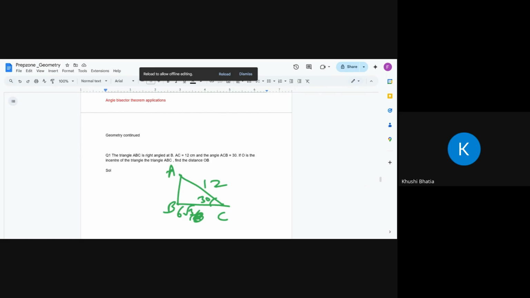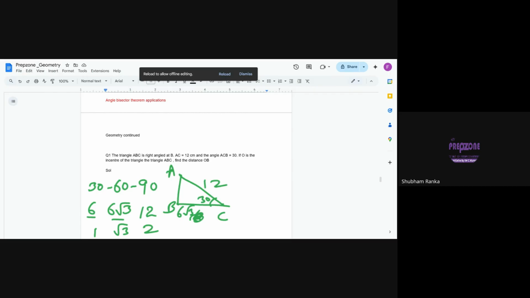If you remember that thing we discussed, 30, 60, 90: opposite to 90, if you have 12, then you can figure out these two. The ratios are 2, 1, root 3. Now you can tell all the sides. For the 60 angle we get 6 root 3, for 90 we get 12, and for 30 we get 6.